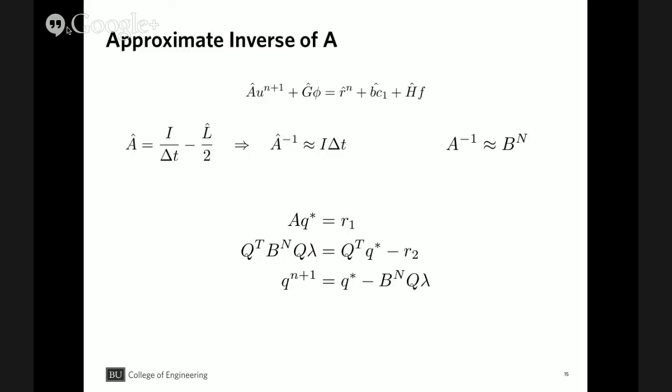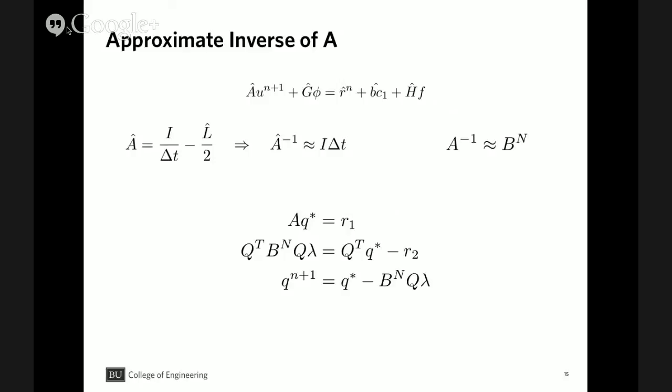So when you have A hat of this form, you can write the approximate inverse as I delta t, because you can expand this using the Taylor expansion, and this will be the first order approximation of A inverse. And you can see that A inverse here is a very simple matrix. It's just a diagonal matrix. It's an identity matrix times a scalar.